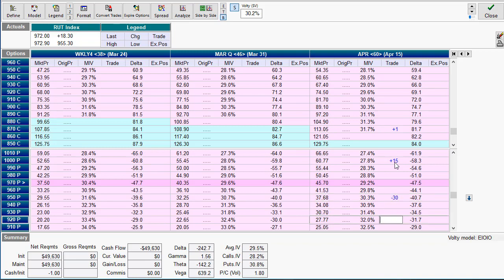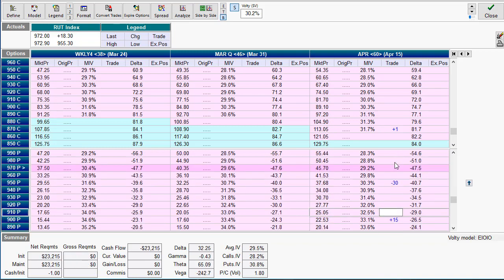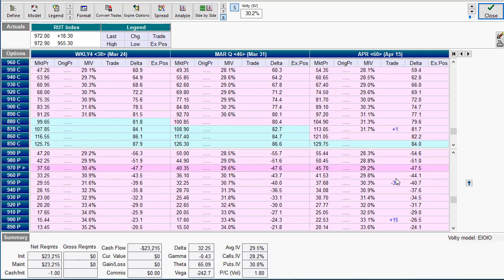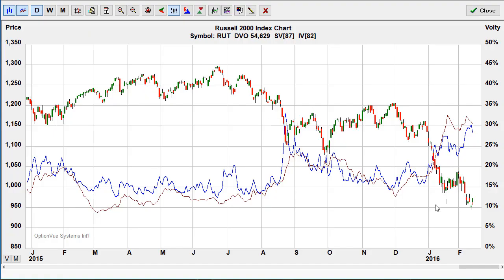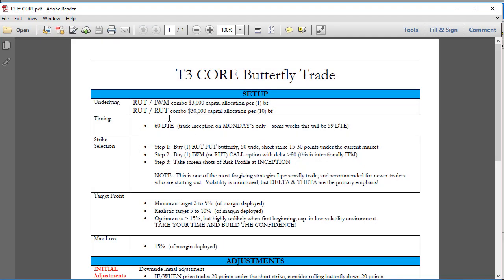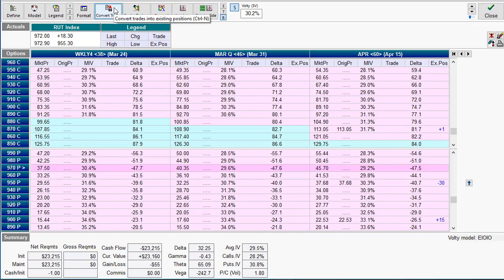It's very simple to do so, and you'll see that we still have maybe a little too positive delta, but that is okay. As I said, it's okay to have your delta a little bit positive at the beginning, especially when you are coming off of this kind of a move here. So we'll convert that, and this is a $30,000 margin that we're allocating. We are starting the trade out with a little over 20, and we'll convert those trades and begin.